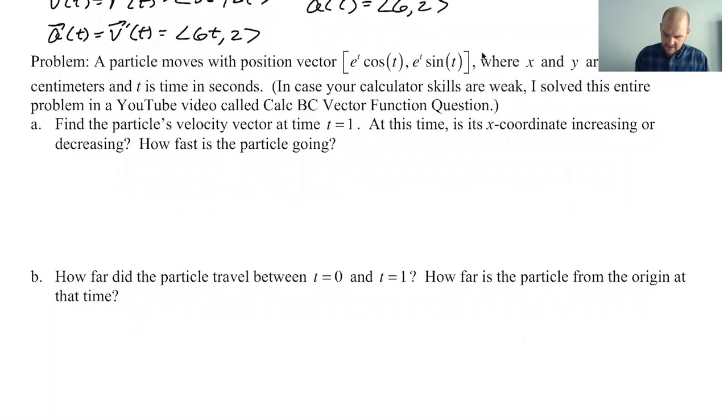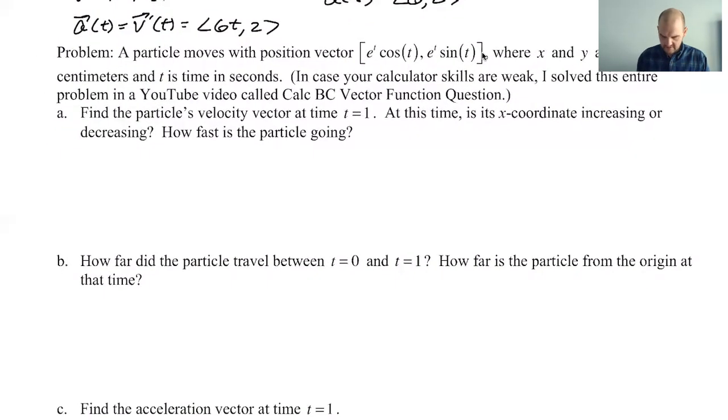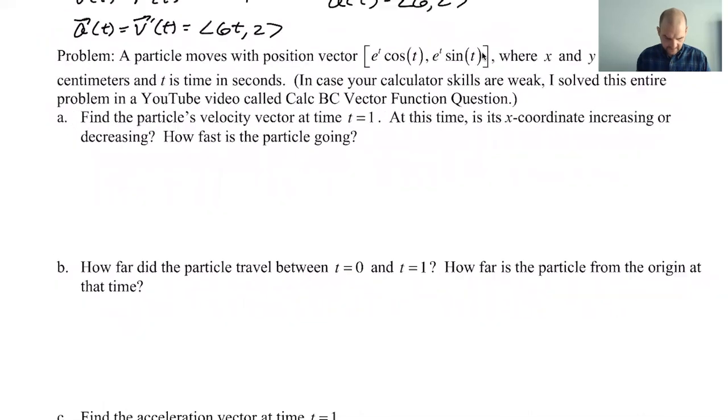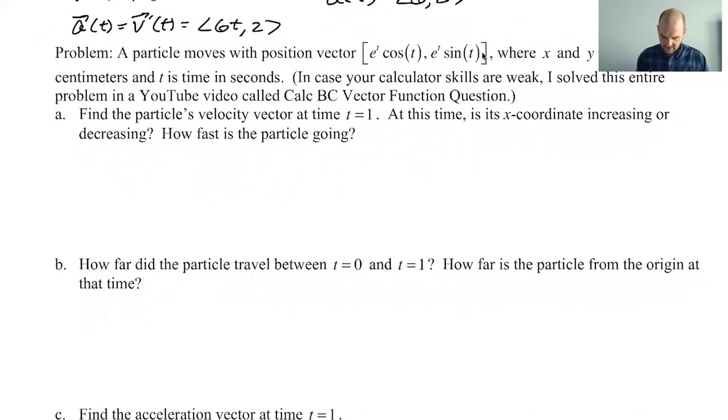Also, the problem mentions if your calculator skills are weak, I actually have already done this problem in another video using the calculator all the way through. So if you search my YouTube channel for that, you will definitely get that video. So I'm going to try to solve this by hand. Find the particle's velocity vector at time t equals 1.